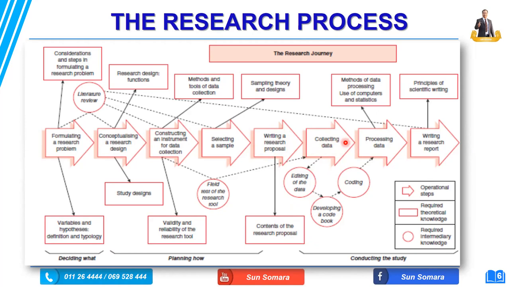Okay, and whenever you move to collecting data, you can say editing the data, filter the data in here. Developing a code book. It can be an interview, maybe a color code that can be identified. Like one problem, you can use the blue color, the pink color for the second one, the third one, or coding, since in research you cannot identify the real name of the participant, all right?